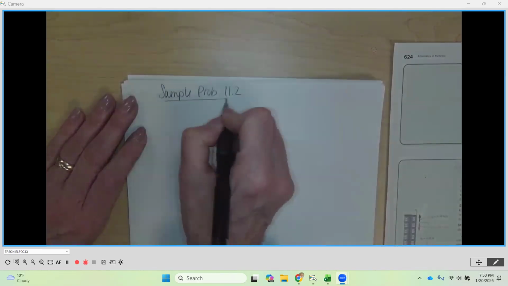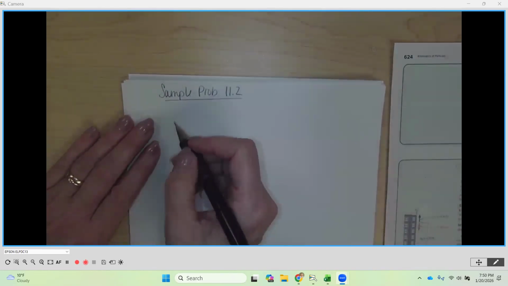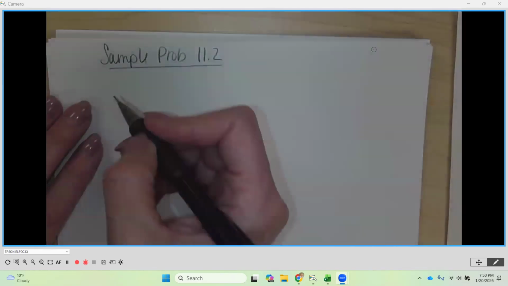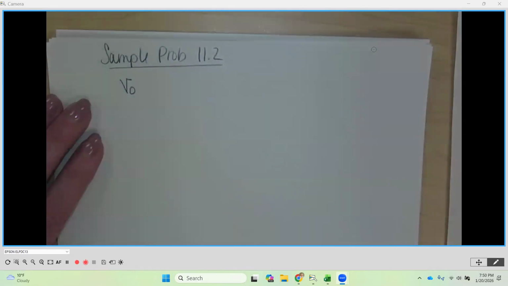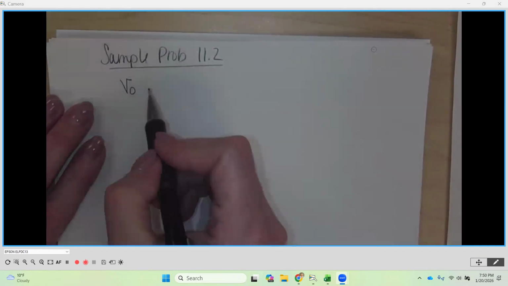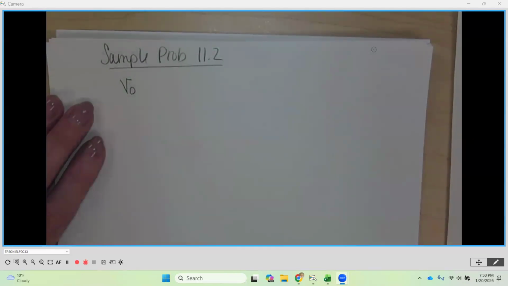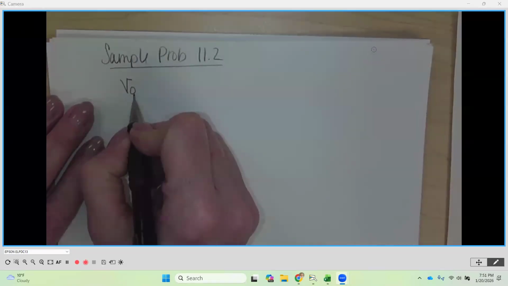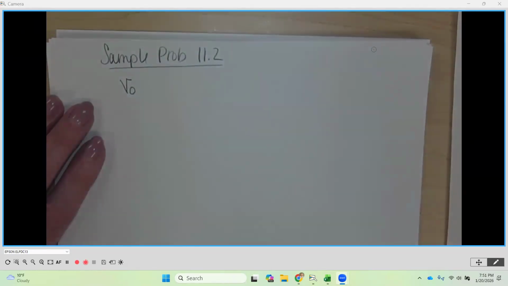Sample problem 11.2. Okay, what we're given here is our original velocity. Now, a lot of times, probably in physics or previous classes, we would use the letter lowercase i for initial velocity, f for final velocity. I'm not sure why, but this book always uses 0. So I refer to it as original or origin 0, I think is what they're trying to say. So this is like an initial velocity. I'm going to keep it the 0 like they use, only because then it corresponds with what the book has.